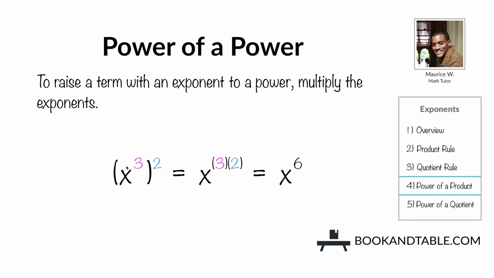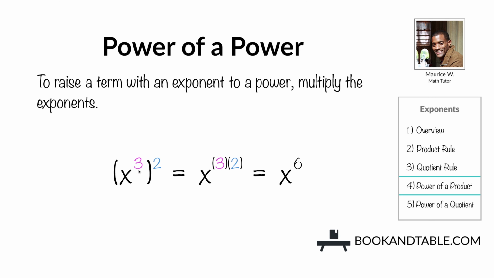So when you have a term with an exponent inside a pair of parentheses and you're raising it to another exponent, you multiply the exponents. The product rule, when you're multiplying like bases, you add the exponents. We are not multiplying like bases here. We are raising this term to another power. So we're multiplying them.